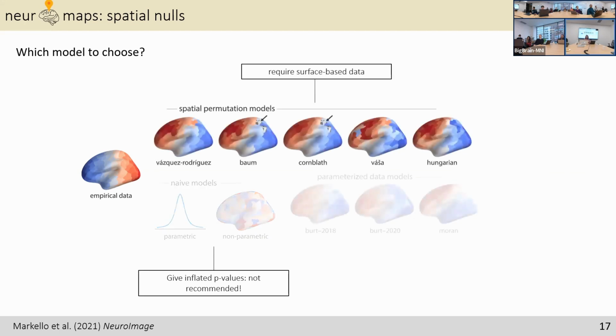The thing about spatial permutation models is that, of course, they require surface-based data because you have to project your surface mesh to a sphere. I mean, you can transform your MNI volumetric data to surface using Neuromaps, but sometimes you want to keep the original representation.